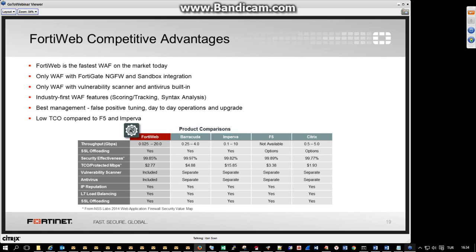False positive tuning, no other product has the capabilities that Fortiweb offers. Day-to-day operations is the easiest with this product, especially with upgrades and so on. As you know, the Fortinet solution upgrade process is very, very easy. And when it comes to TCO, we've got the lowest TCO compared with F5 and Imperva.